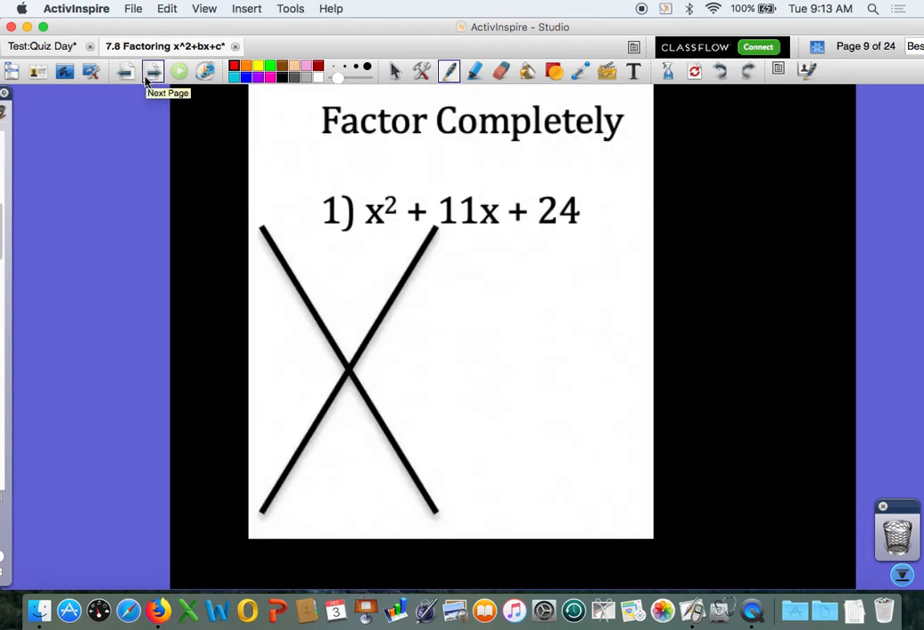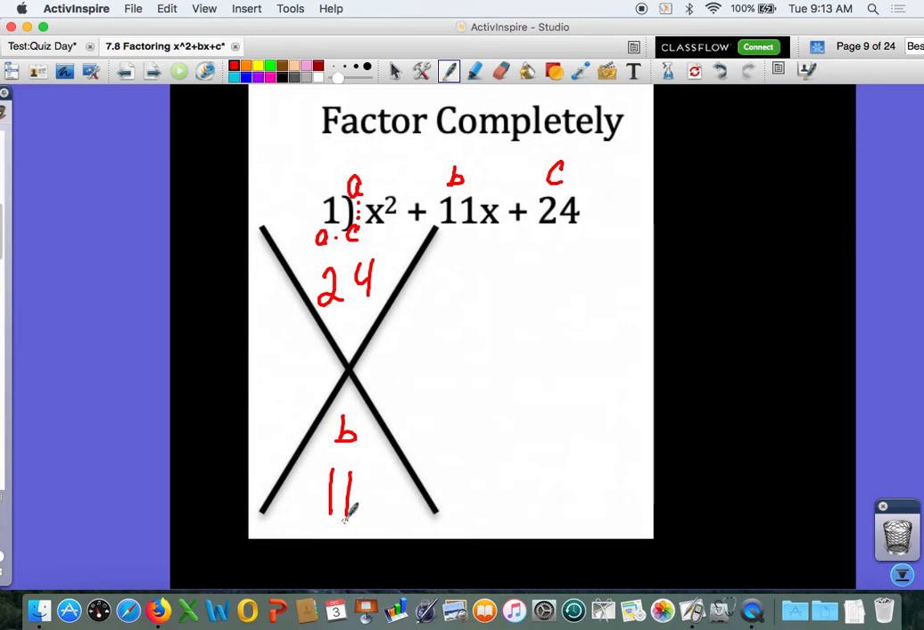All right, number 1, example. Okay? So, our steps. Step 1, make sure that it is in standard form. Is this standard form? Yes, it is standard form. Step 2, label your A, B, and C. Well, what's my A? My A is this understood 1 right there. My B is 11, and my C is 24. In the top of my X, we have A times C. So 1 times 24 is 24. And then your B at the bottom, which is 11.